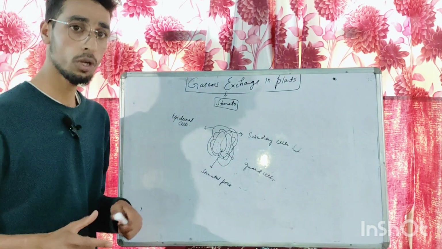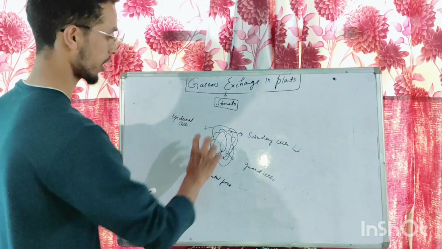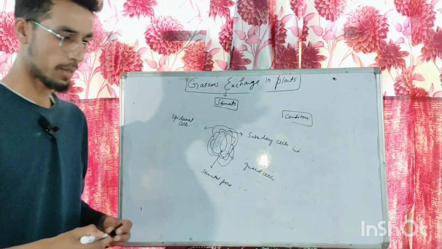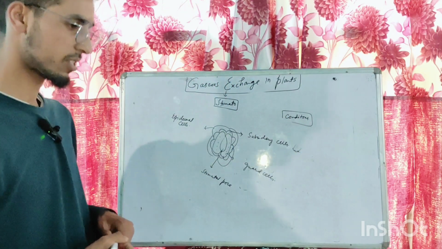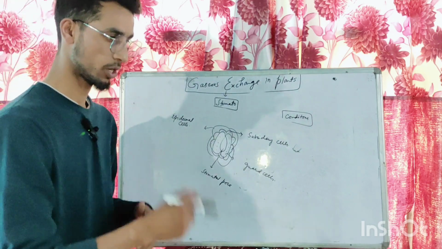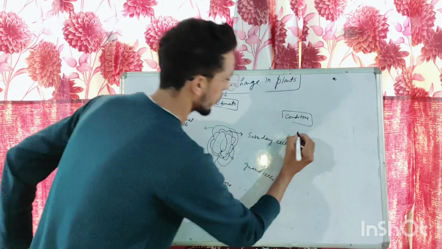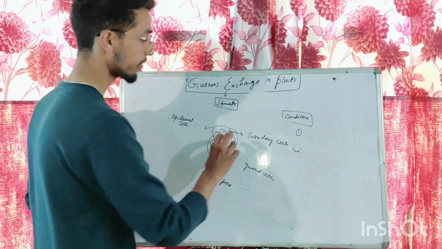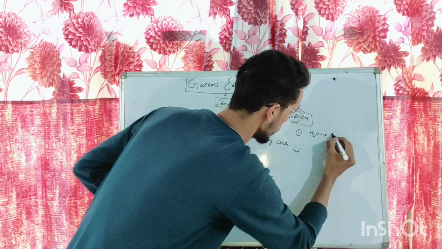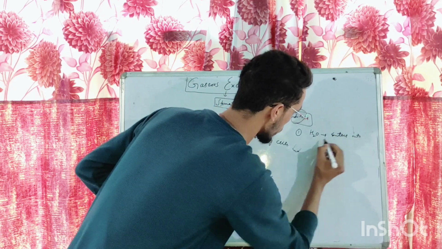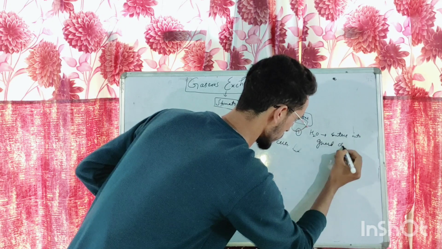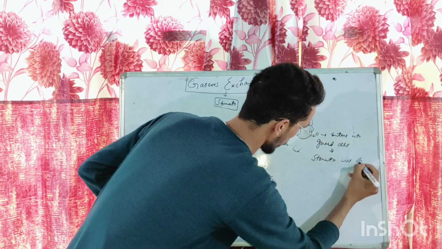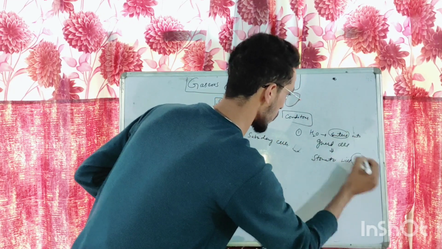Now note down the two conditions for the stomata. The subsidiary cells help the guard cells to regulate water. The first condition is when water enters the guard cells, the stomata will open. This is the take-home point: enter means open.